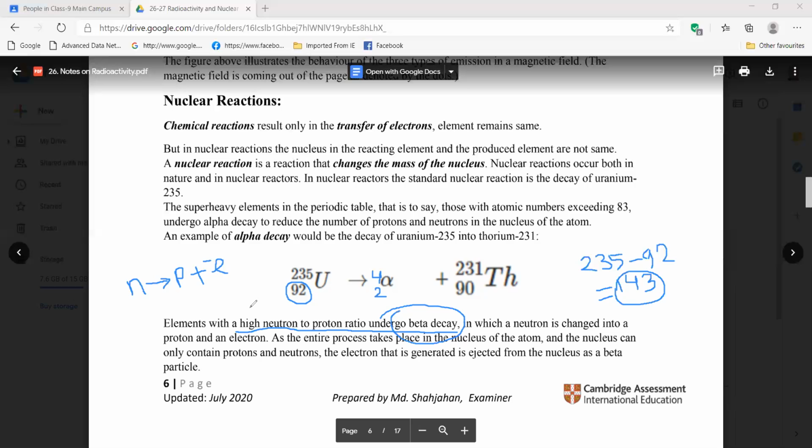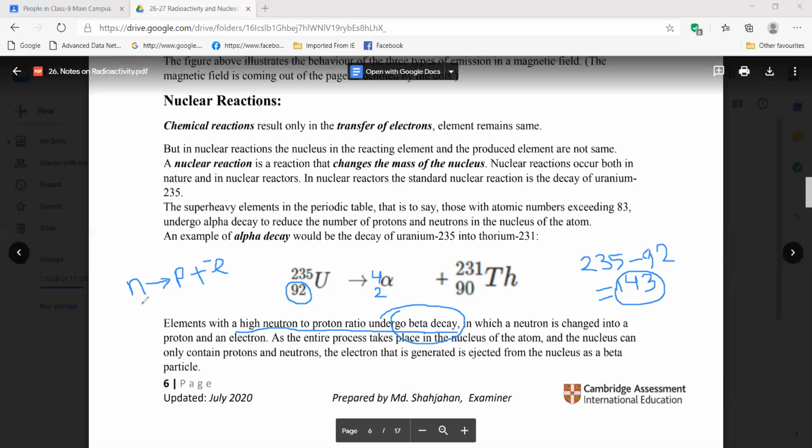Okay, and here we are getting an electron. That's why it is called beta decay. Is it clear to you now? Yes, sir.